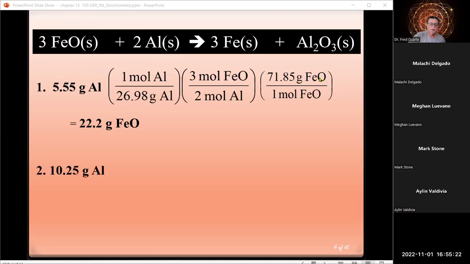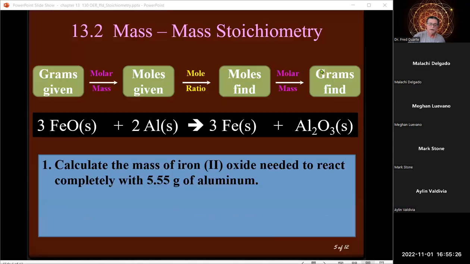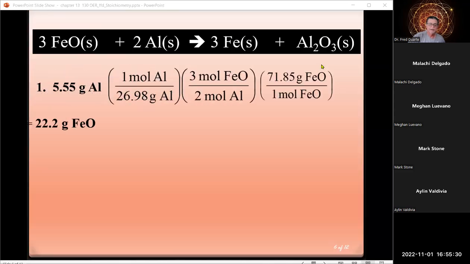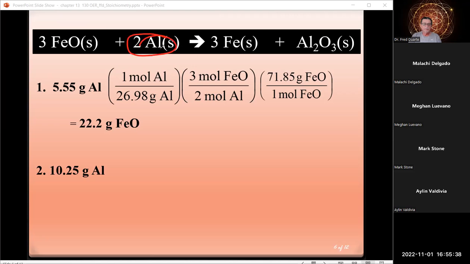The next one is, we're going from aluminum to aluminum oxide, right? Let's double check. Yeah, aluminum to aluminum oxide. All right, so we are starting from aluminum, which is 10.25 grams, and we need to figure out how many grams of aluminum oxide we're going to make.